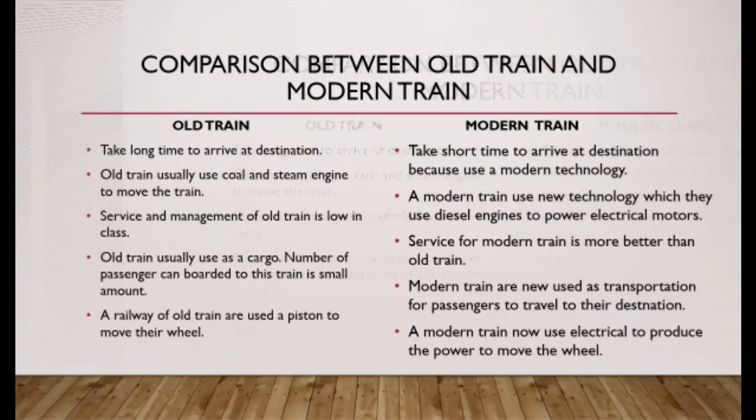And lastly, the wheels of an old train used a piston to move them. But a modern train now uses electricity to produce the power to move the wheels.